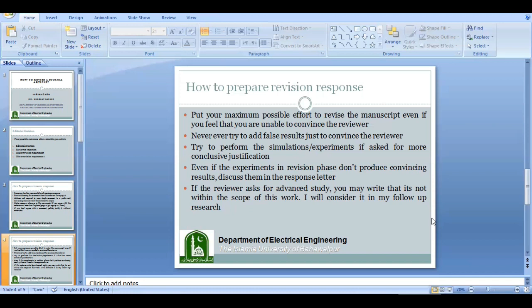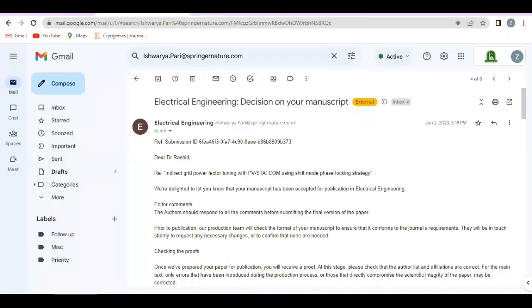So these are the fundamental points which I wanted to discuss before you prepare the response letter of your manuscript. Now I will show you how to address the comments from the reviewer. So now this is the first example of a manuscript.